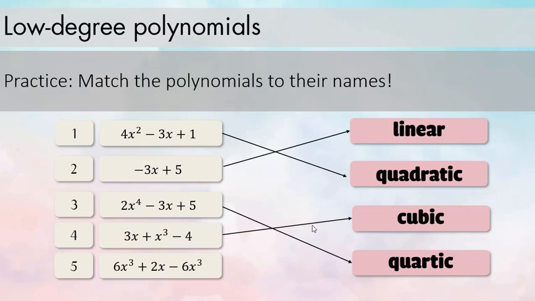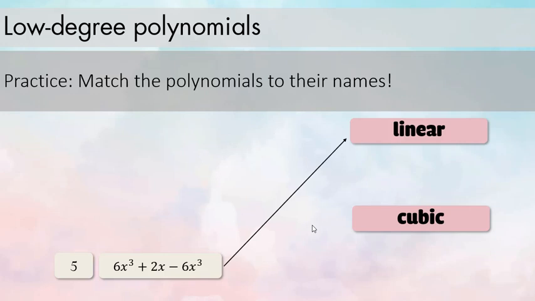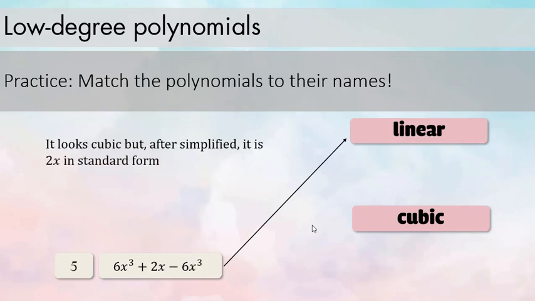And the final one is a little bit trickier than the previous one. It is, in fact, a linear polynomial. Surprised yet? So why is that polynomial with degree 3, with x to the power of 3 terms, a linear polynomial? It looks cubic, but after simplified, it is 2x in standard form.